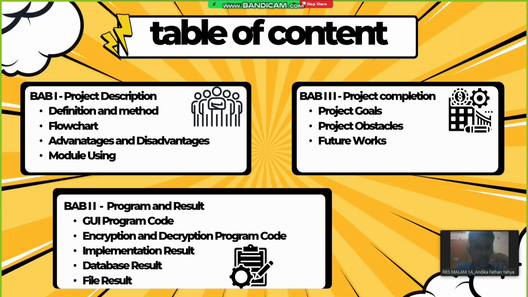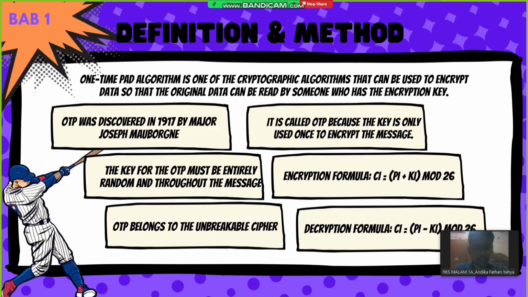In the table of contents, the first chapter is project description. The next chapter is program and result. And the last chapter is project completion. Next slide. Definition and method.